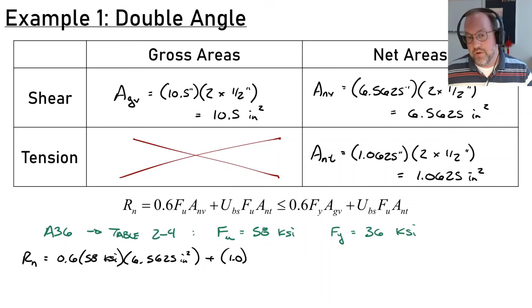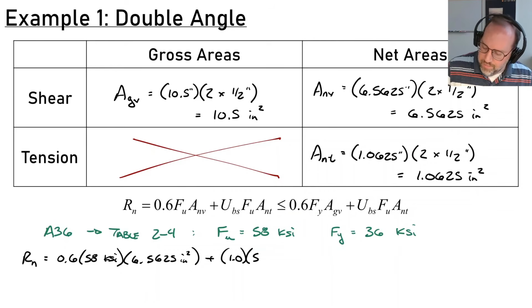It almost always is 1, except in very rare circumstances. If I had multiple rows of bolts in this tension connection, it would actually still be 1. So we don't really have to do anything with that. Multiply that by Fu again, so that's 58 ksi, and then ANT, my net tension area, is 1.0625 square inches. So this is about 290 kips.